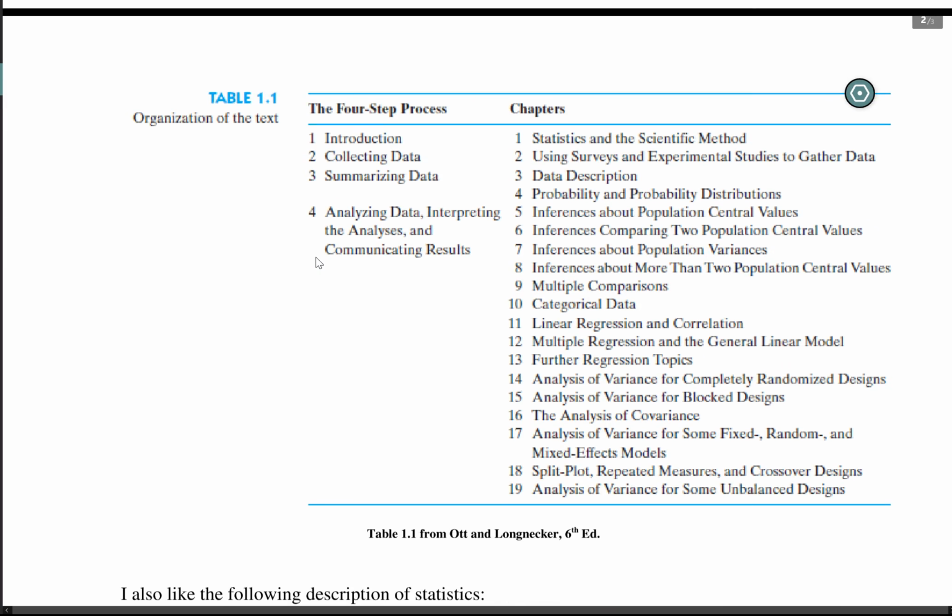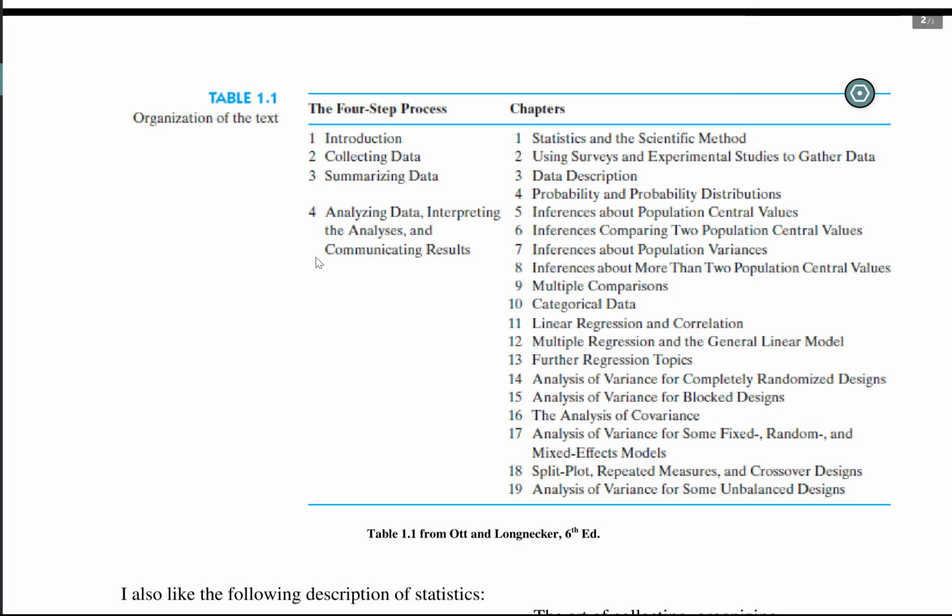Here is a table from your book, table 1.1, from the 6th edition of Ott and Longenecker, that organizes the text within the four-step process of learning from the data. Step 1, introduction, and that's kind of what we're looking at here, is covered mostly in chapter 1. Step 2, collecting the data. How do you collect the data?